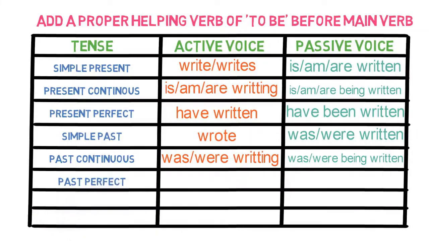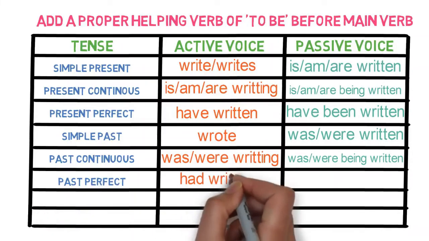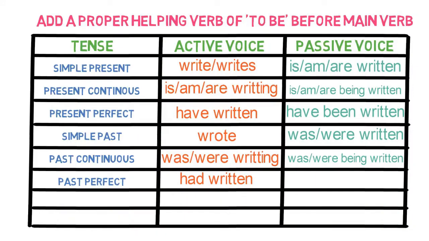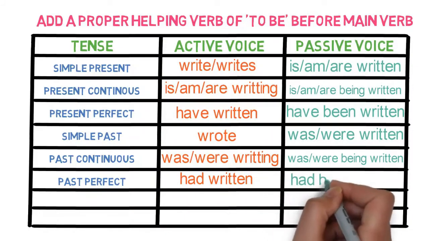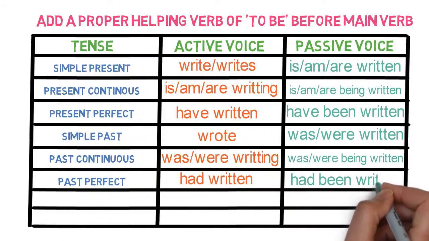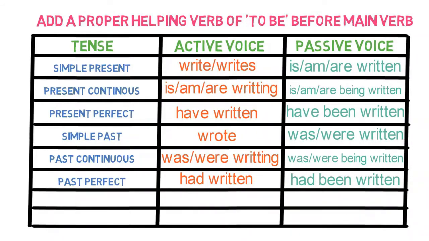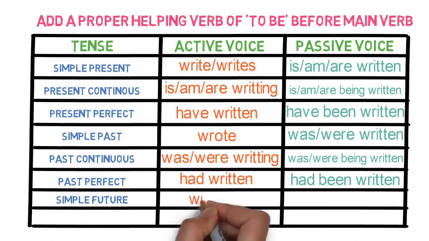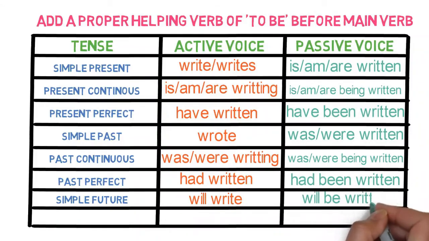And the past perfect tense means had written. When it comes to the passive voice, had been written. And simple future: in the active voice, will write. In the passive voice, we can see will be written.